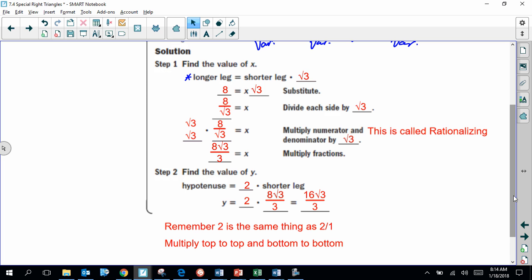And again, same thing, 16 and 3 are both whole numbers. If they could simplify like a normal fraction, we would, but 3 is not a multiple of 16, so we can't simplify the fraction, so we just leave it like that.